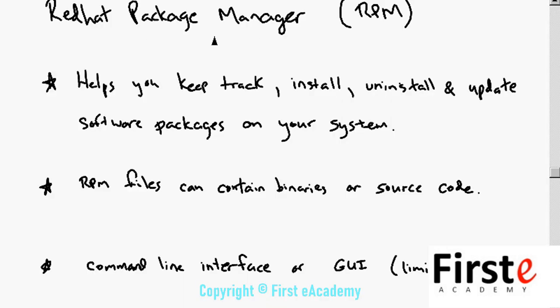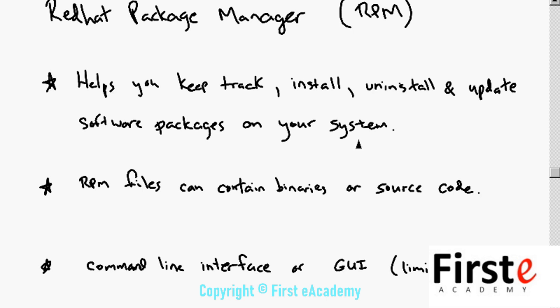Let's start by talking about the Red Hat Package Manager in some general terms. This is known as RPM. This is also the extension of the file names that you're going to download off the internet. Everything's going to end in .rpm. So what does the Red Hat Package Manager do? Well, it helps you keep track of, install, uninstall, and update software packages on your system. So it's helping you with the organizational aspects of software management.